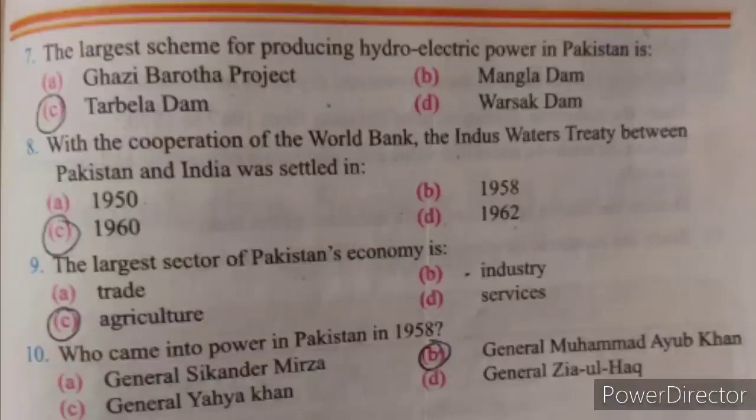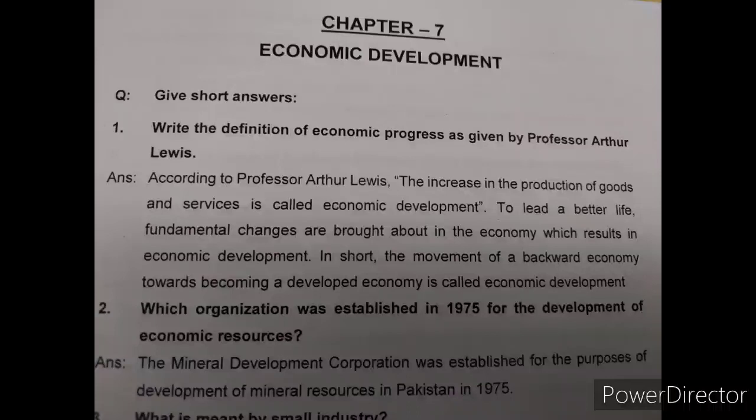Now move to the next question. Question number 2, give short answers. Question number 1 is write the definition of economic progress as given by Professor Arthur Lewis. And Arthur Lewis was an economist, and he was well known for his contribution in the field of economic development, and he was awarded the Nobel Prize in Economic Sciences.